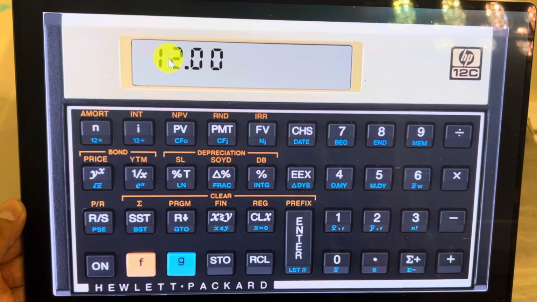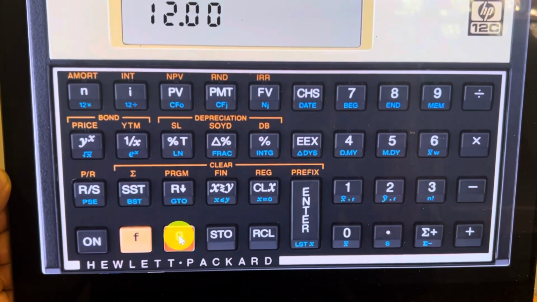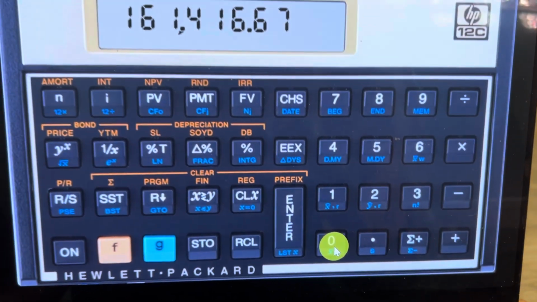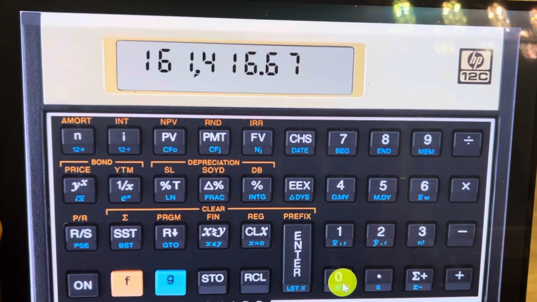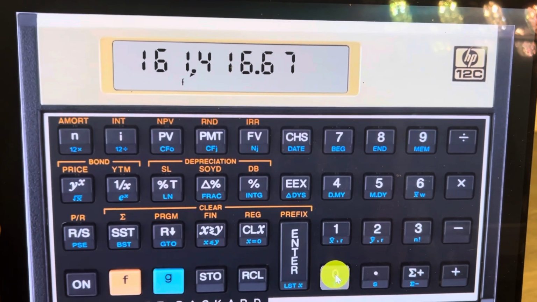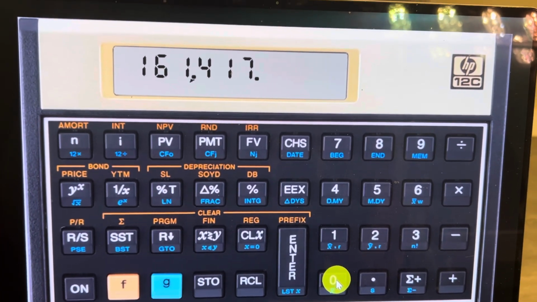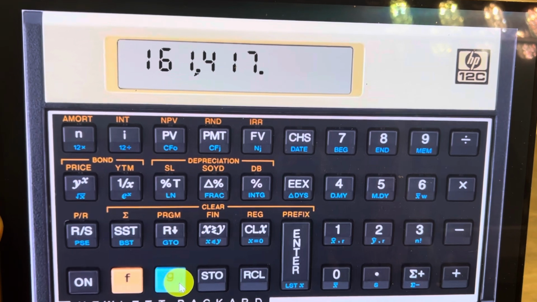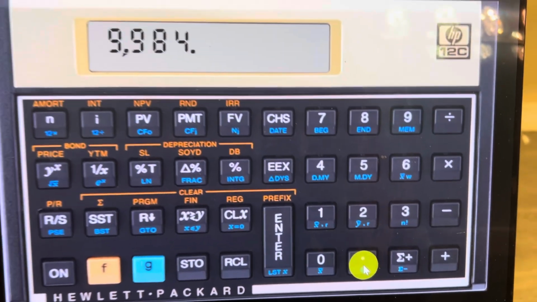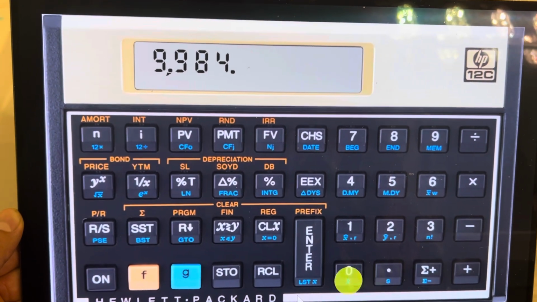To figure out the mean, we just hit G and X bar, or the 0 key. It shows us a mean of 161,417 if we fix the decimal points to 0. And for the standard deviation, we hit the G key and the period key, and we get 99.84.